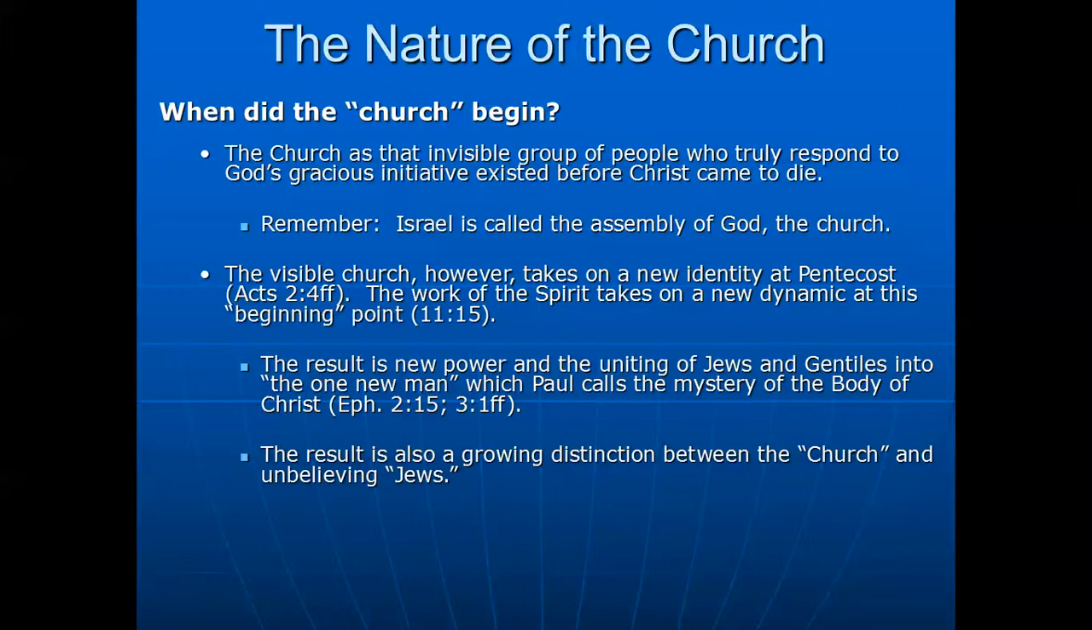However, there is a kind of technical use of the church in a visible sense, which takes on a new identity at Pentecost. We need to be really clear about that. And so the work of the Spirit takes on a new dynamic at this beginning point of the church. And the result is new power. And the result is the uniting of Jews and Gentiles into the one new man, Paul says in Ephesians 2 and 3. And he calls this the mystery of the body of Christ. And the result is also a growing distinction between the church and unbelieving Jews.